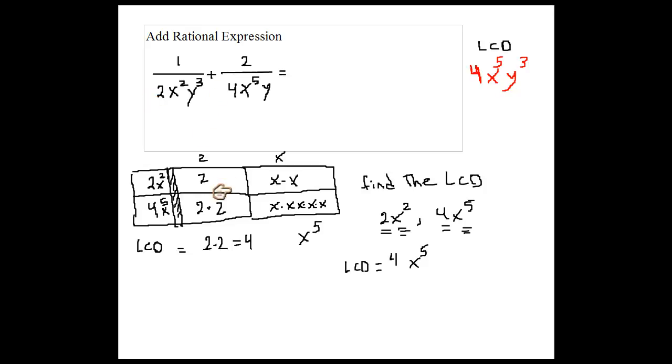So to find the LCD between two or more terms like this, you break it down to its prime numbers and you pick the largest of all. So between 2 and 4, you're going to pick 4. Between x to the power of 2 and x to the power of 5, you're going to pick x to the power of 5. And then between y to the power of 3 and y, you pick y to the power of 3. Very good.